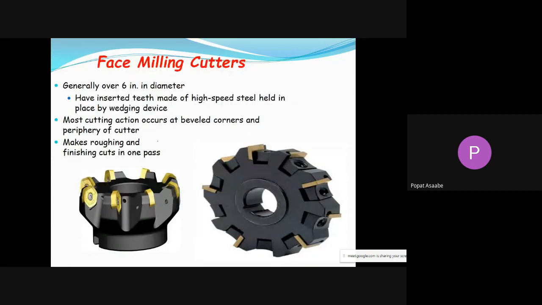Now see, this is the face milling cutter. We know that to perform face milling, what do you mean by face milling? With the help of face milling, we can produce a flat surface on the face of your workpiece, and generally this face milling operation we can perform on the vertical milling machine. To perform face milling, we use this face milling cutter. See, this is the face milling cutter.